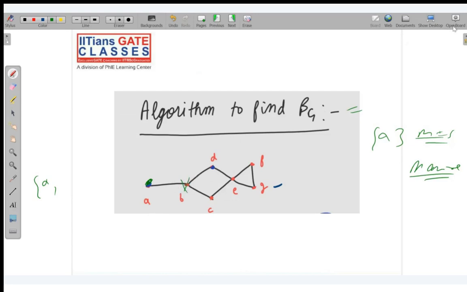Screen is visible or not? It is visible, sir. Movement is there? Yes, sir. Okay.